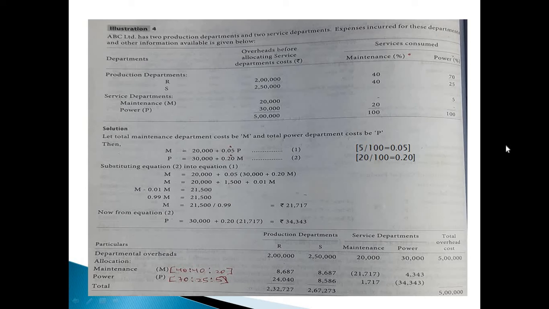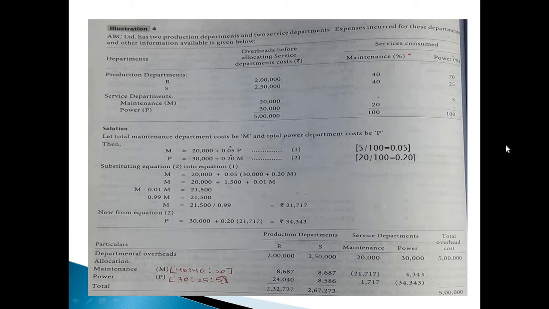21,717. Distribute that amount in the ratio of the service provided by the maintenance department to the other departments. So the ratio is 40% to 40% to 20%, that will be 2 to 2 to 1. If you distribute the amount 21,717 in the ratio of 2 to 2 to 1, we get 8,687 for R, 8,687 for S, and 4,343 for power.